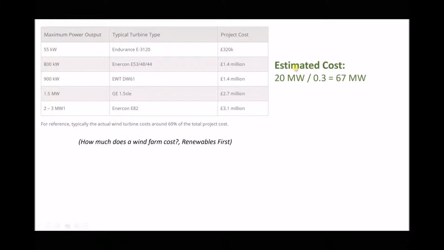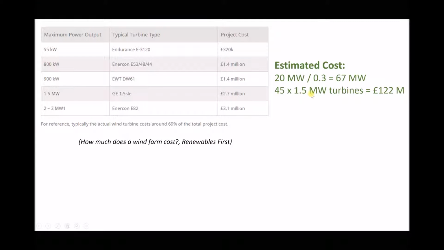So, once again, we want a 20 megawatt average output. Therefore, we need a wind farm with a capacity of 67 megawatts. Again, we're going to use the larger wind turbines. So if we use the 1.5 megawatt wind turbines here on the second row from the bottom, they have a cost of 2.7 million each. Well, in order to reach our 67 megawatt capacity, we would need 45 of those turbines. And 45 turbines at 2.7 million each comes to a total cost of £122 million.